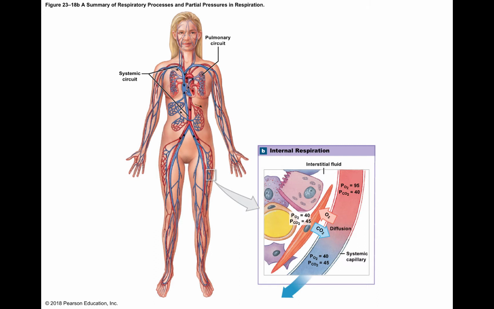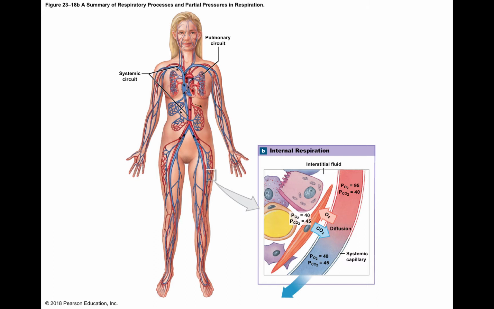We look at the oxygen levels in the tissue, and the tissue has been busy using up the oxygen to create ATP. So it's using it, using it, using it. So the tissues are going to have a low PO2, and the PO2 in the tissues is 40. The systemic arteries coming up to that tissue have a PO2 of 95. Which direction does oxygen diffuse? It's going to diffuse out of the blood and into the tissues, right? The oxygen molecules are diffusing out.